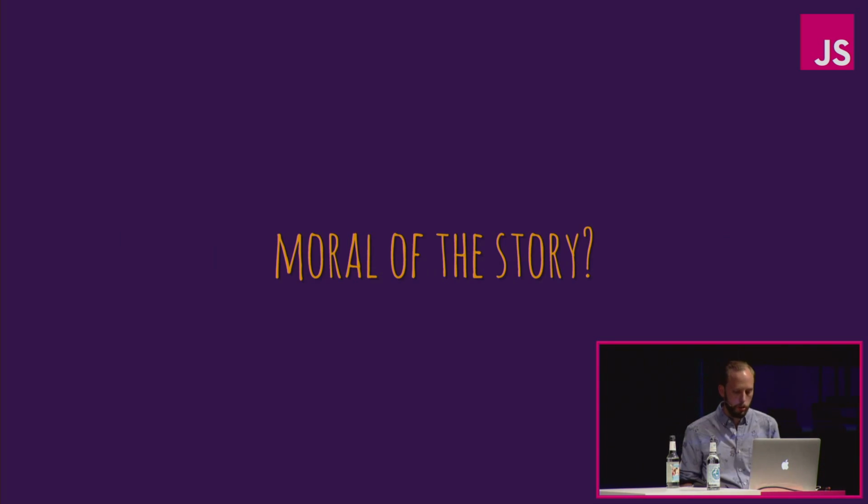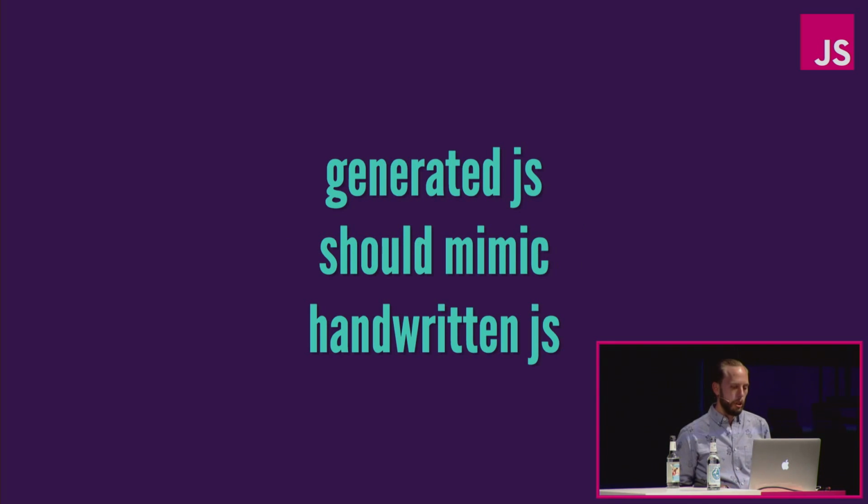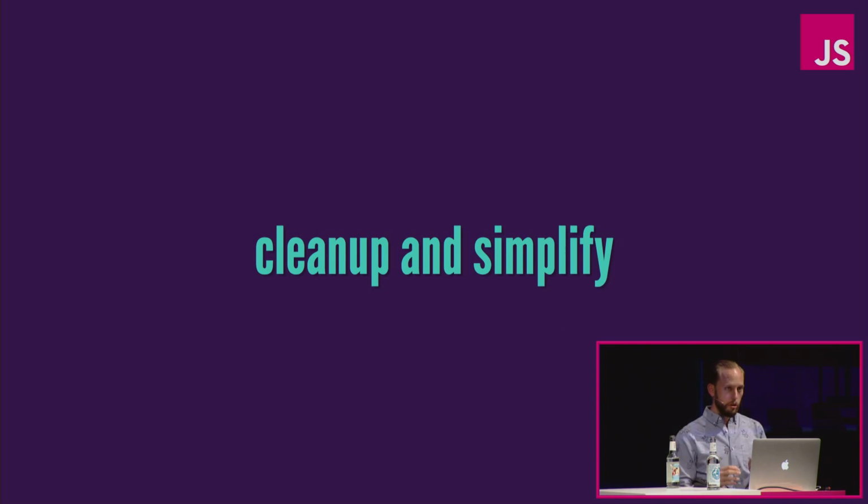So what's the moral of the story? When you generate JavaScript, you should mimic handwritten JavaScript, so that to the browser it always looks like a user has written the code, not like a machine somehow translated it. And you always have to clean up and simplify after yourself, because otherwise all those semantics will slow your application down.